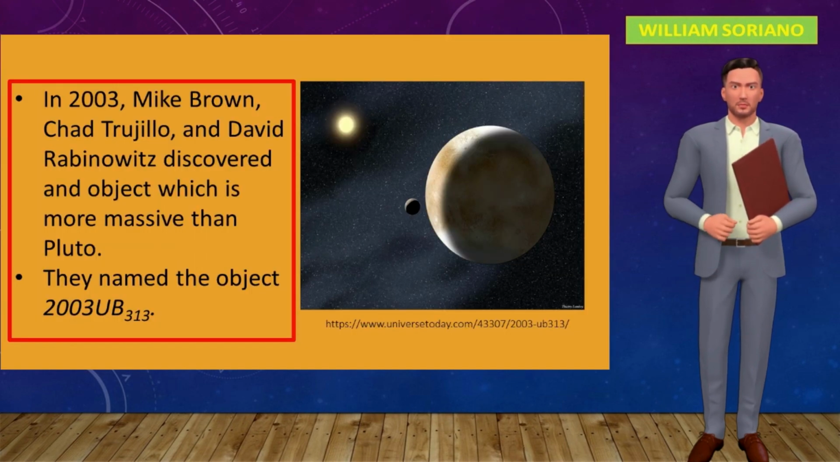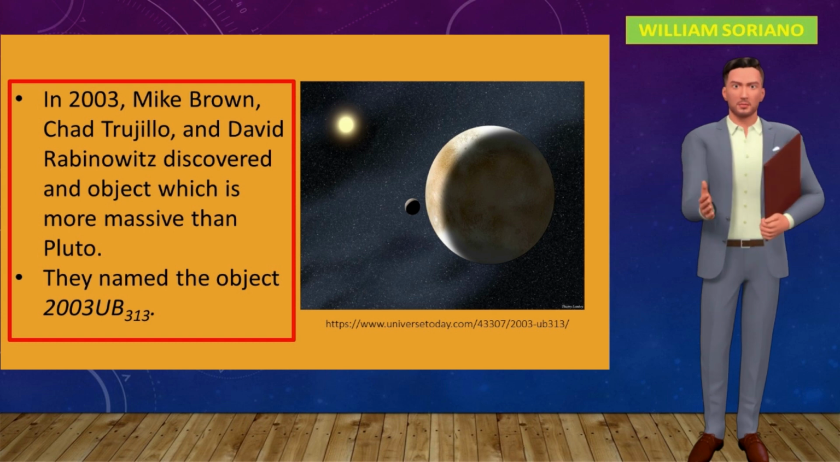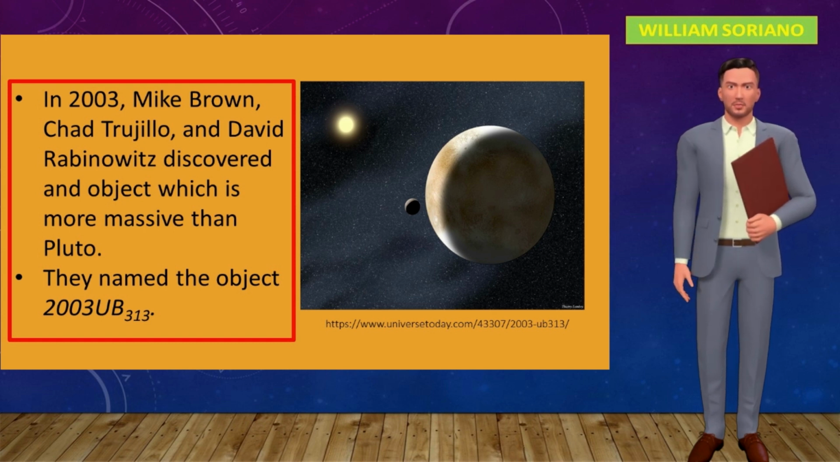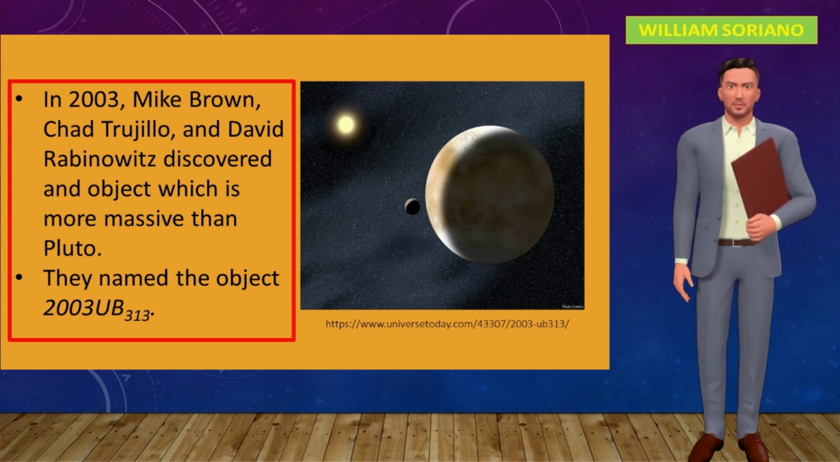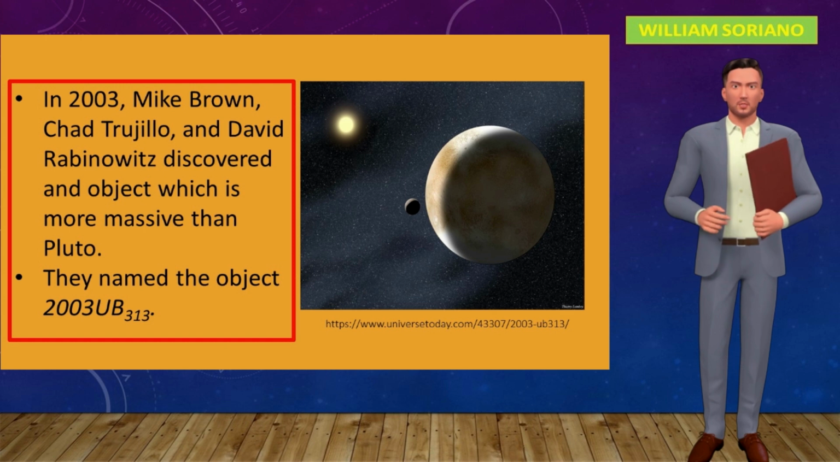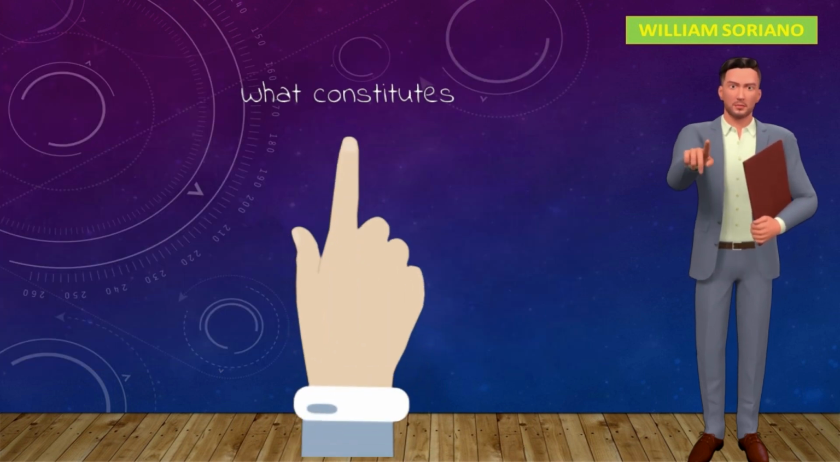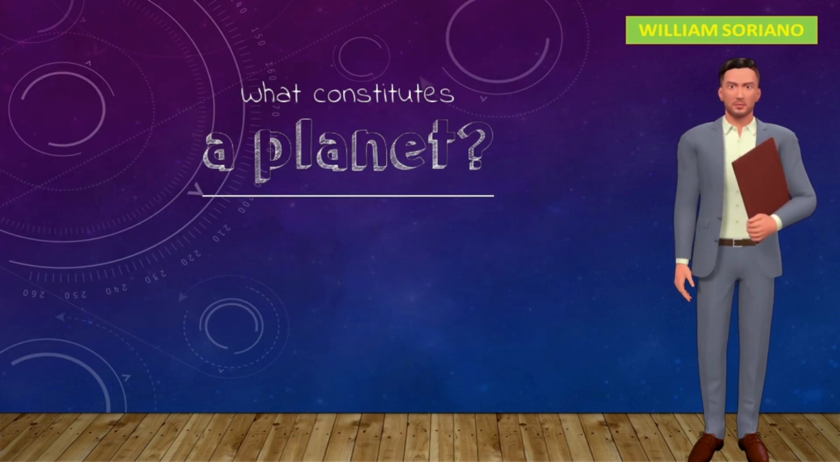With so many trans-Neptunian objects being discovered, it seemed inevitable to find one that rivals Pluto in size. In 2003, Mike Brown, Chad Trujillo, and David Rabinowitz discovered an object which is more massive than Pluto. They named the object 2003 UB313. Its discovery led the astronomers to ask, what constitutes a planet?